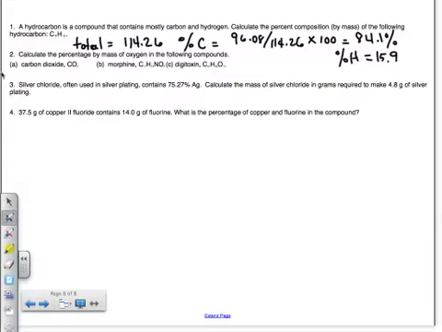All right, why don't you stop and try number 2. You've got 2 different compounds. We're only doing oxygen, but you have to get the whole mass first. All right.